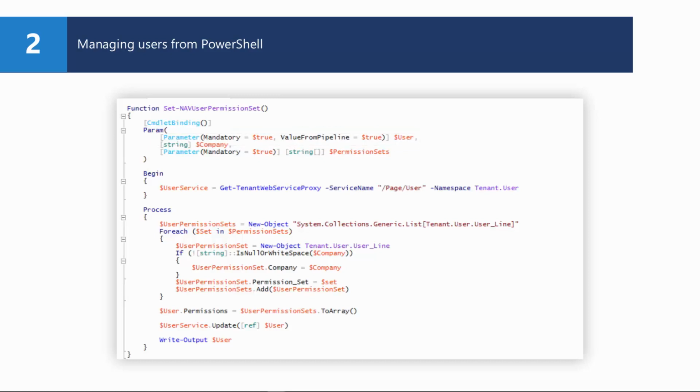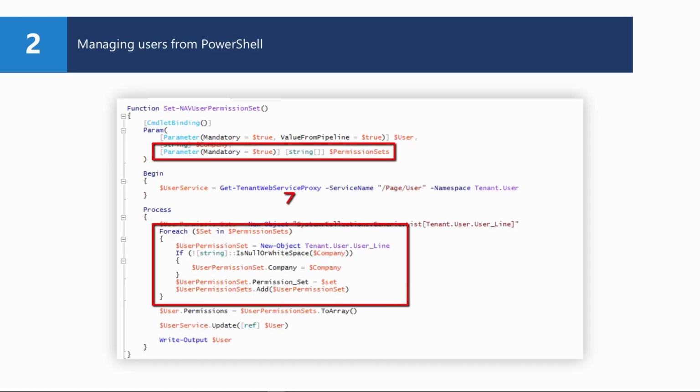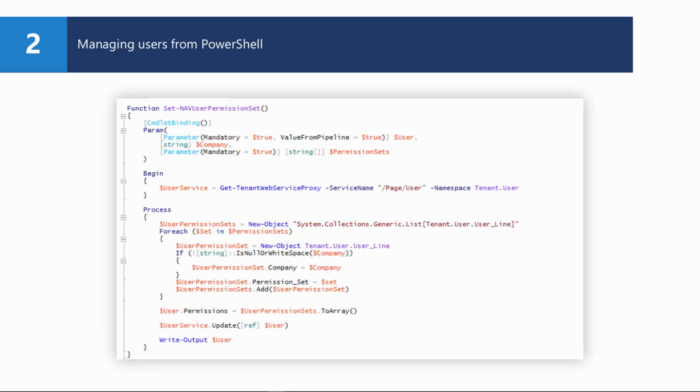First, it receives an array of permission sets from the parameter. Then, for each one of those, it instantiates an instance of the tenant.user.userLine object. This comes from the user page web service, where the user line subpage lists user permission sets. Then it assigns the permission set and the company, and after the for each loop completes, it assigns the array to the permissions property of the user object.